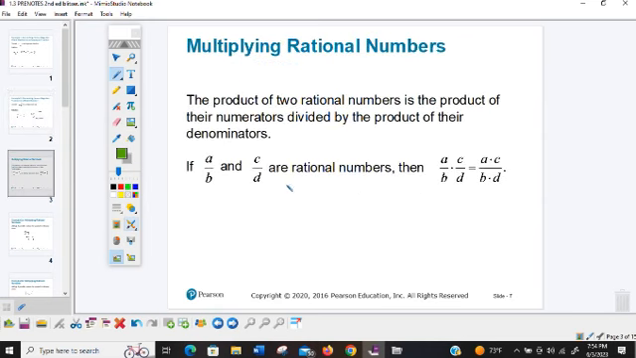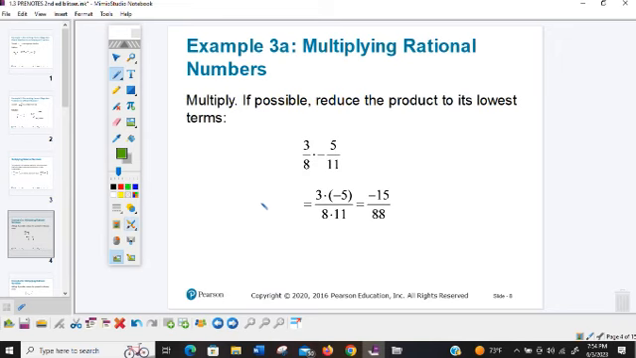So now let's talk about multiplying. You've learned before that you multiply the numerators, put that on top. Multiply across on the denominators, put that on bottom. You always want to make sure your answer is in lowest terms if it can reduce. If there are any common factors, you do have to reduce it and simplify your answer.